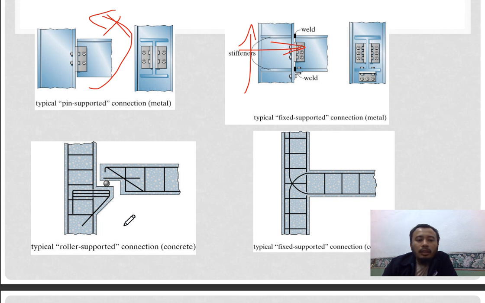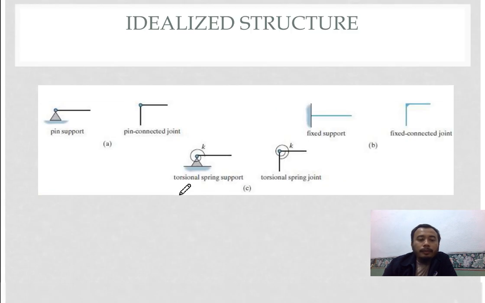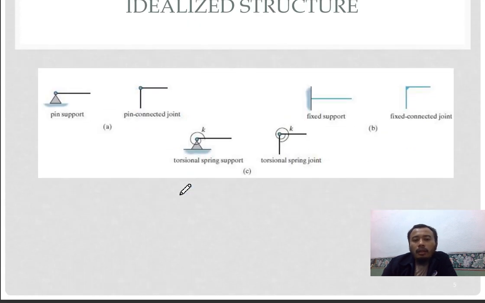And this is the typical roller type connection for concrete, usually at bridges. This is usually the fixed supported connection, mostly used in the construction of houses. They use a monolithic fixed supported concrete connection. So this is the idealized structure. You have a pin supported, pin connected joint, and then a fixed support and a fixed connected joint for a frame. This is also for a frame.